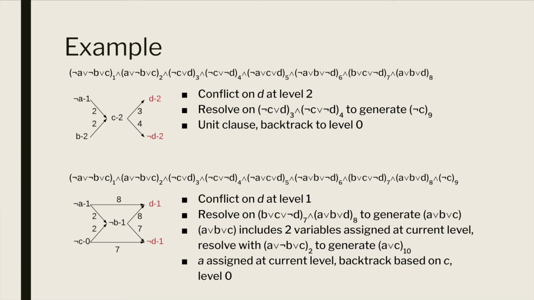With our new clause, not C, we have an assignment at level 0 of not C. We then make a guess of not A at level 1, which implies not B at level 1, which in turn implies again D and not D at level 1. We then resolve this conflict on clauses 7 and 8 to generate a new clause A or B or C. This new clause includes two variables at the current level of 1, A and B, so we need to resolve it with another clause used in our conflict, clause 2, to generate our new clause A or C. A is assigned at the current level, so we backtrack based on C to level 0.